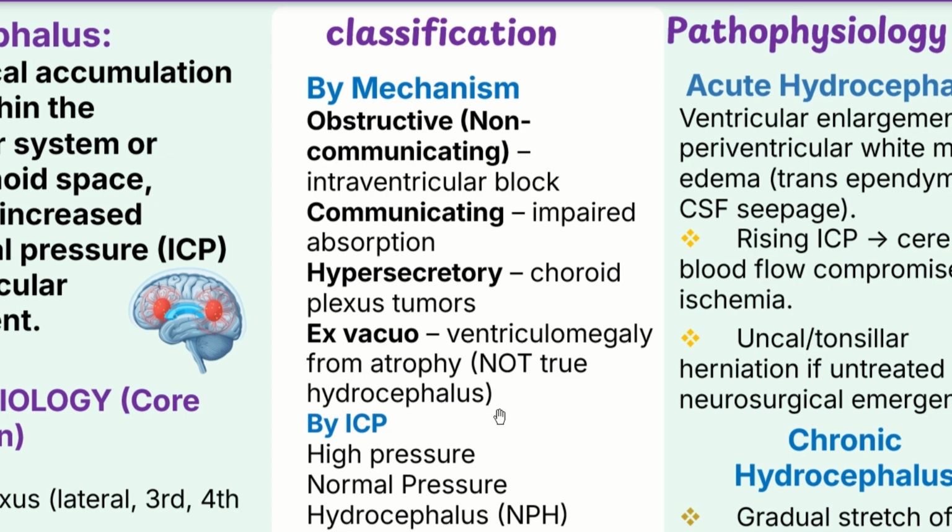You have impaired absorption. This is going to be commonly caused by things like infections, meningitis. Then we have the hypersecretory, whereby we have increased production of CSF, like in choroidal tumors. And then we have the ex vacuo, which is not a true hydrocephalus.